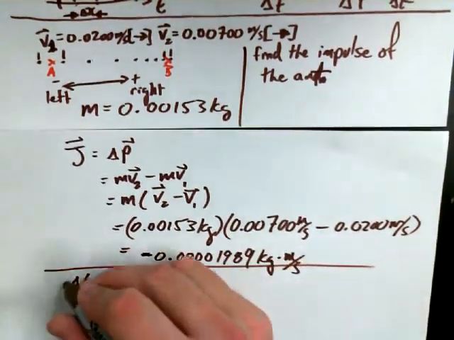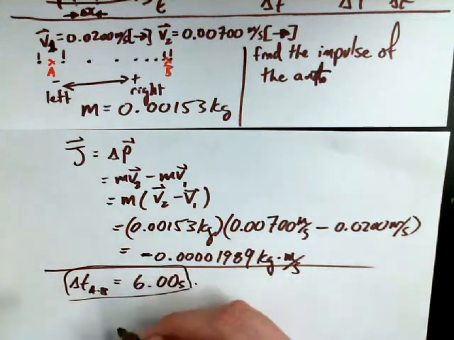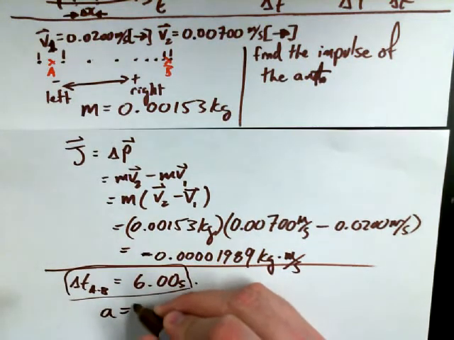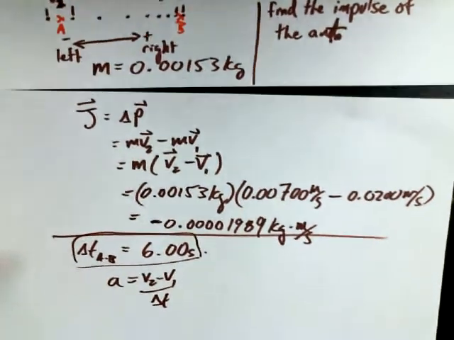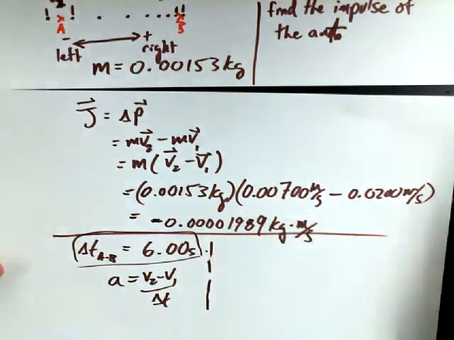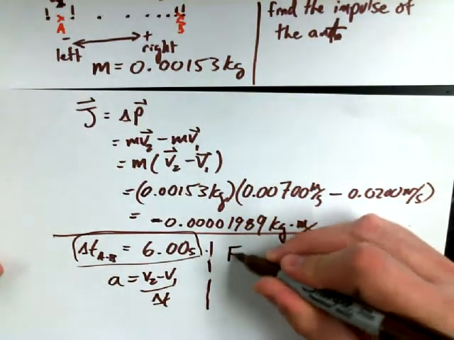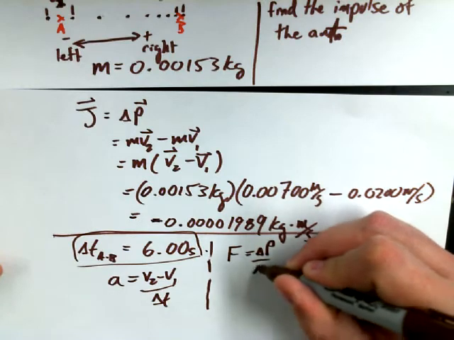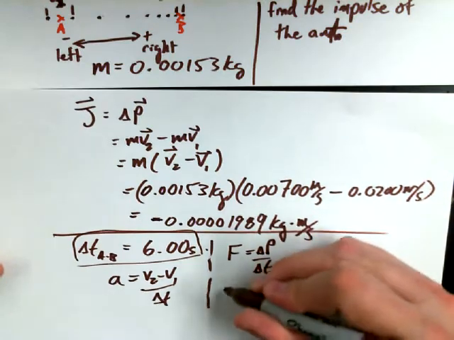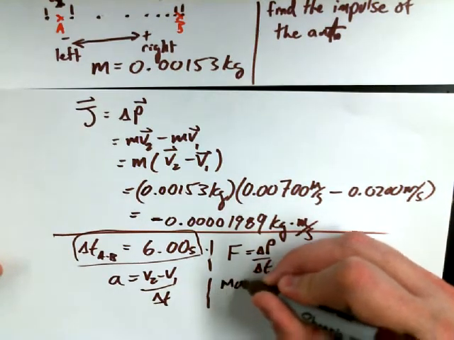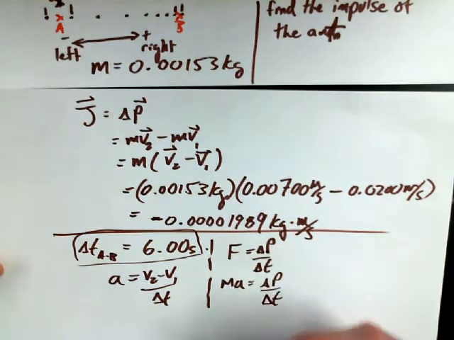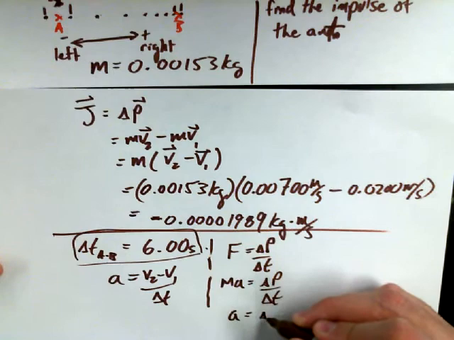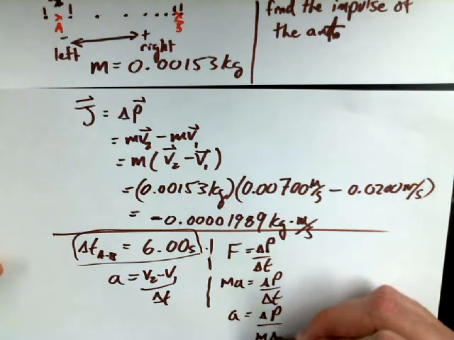But if I knew how long it took for this ant to slow down, I could just use kinematics: acceleration equals v2 minus v1 over delta t. Or I could make use of impulse, and I could say force equals delta p over delta t. Force is really equal to mass times acceleration, so acceleration is equal to delta p over mass times delta t.